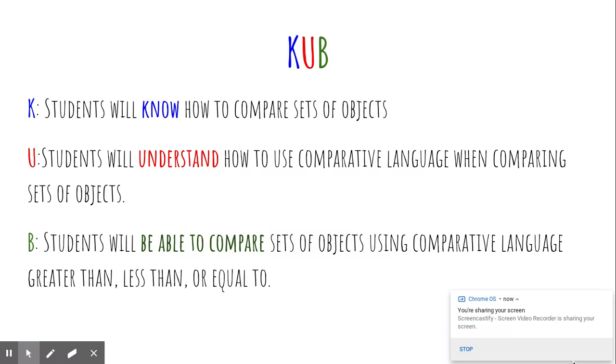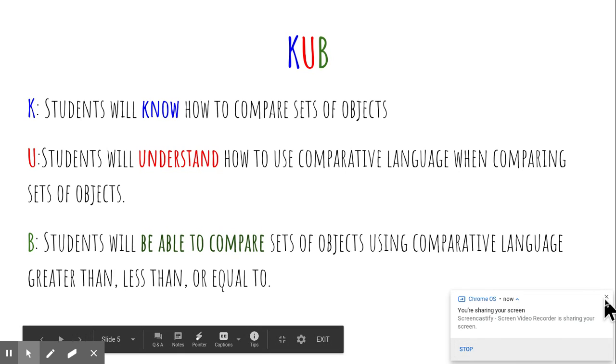The cub lets us know what we're going to be learning. Students will know how to compare sets of objects. Students will understand how to use comparative language when comparing sets of objects. Students will be able to compare sets of objects using comparative language: greater than, less than, or equal to.